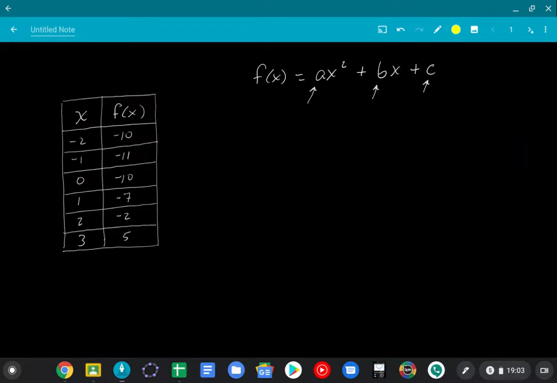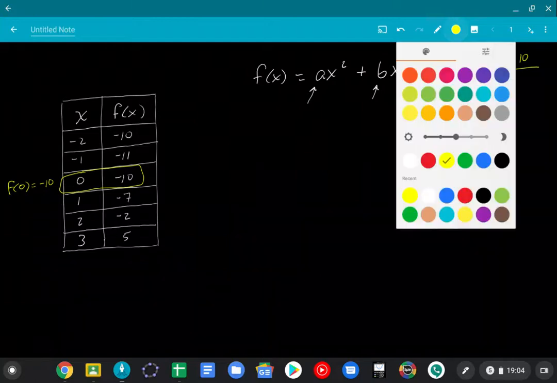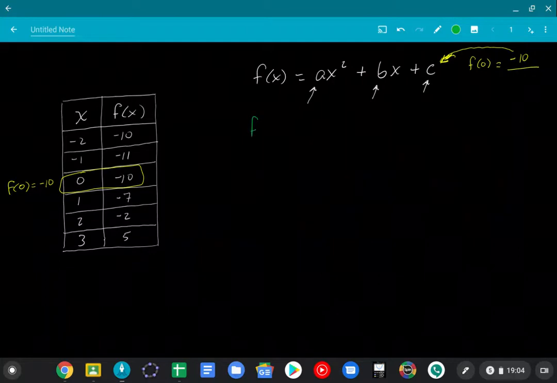You know that the constant value right here, the c at the end, is whenever you have f of 0, whatever that is equal to. And you can see that right here. This is f of 0, and that's equal to negative 10. So negative 10 goes right there. Boom. So far we've got this now. Let's do green. It's now evolved into ax squared plus bx, oops, sorry, minus 10.